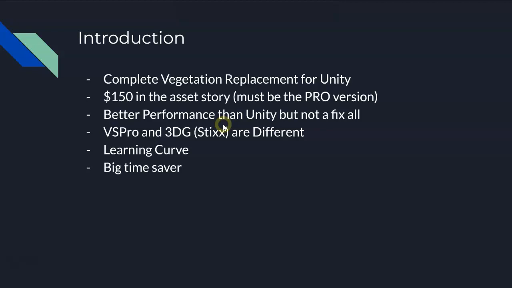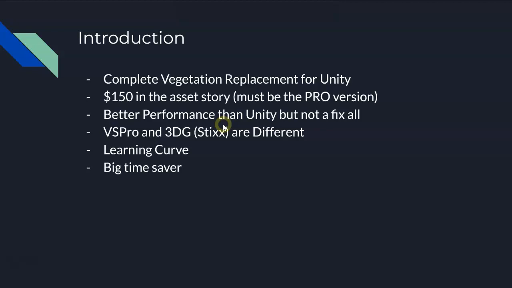It's a very large, very big piece of software, and you're going to see this when you install just how long it takes. It is pricey. It's probably one of the most expensive assets you'll purchase. It's $150 in the asset store, and it must be the Pro version. There's a light version out there, but it has to be the Pro version, so you can't get away with a cheaper version. It does go on sale occasionally at 50% off, so you can wait for those sales, but it is 150 bucks. It is a better performing tool for grasses, for objects, for trees than Unity, but it's not a fix-all.